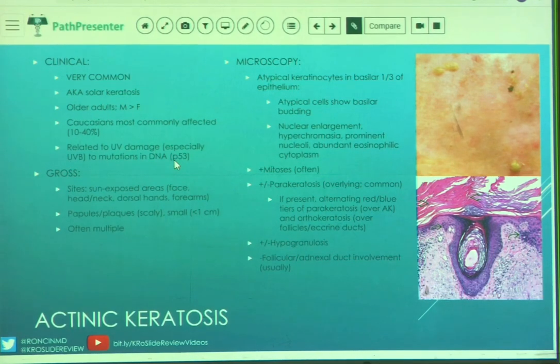You'll often have orthokeratosis or hyperkeratosis, that basket weave pattern over top of your follicles and eccrine ducts. You may or may not have hypogranulosis. So remember, with our verruca, we saw hypergranulosis. With actinic keratosis, you can sometimes see hypogranulosis. And what you will not see is, well, typically, there are always exceptions to the rule, but more often than not, you won't see follicular and adnexal duct involvement. So we saw that hair follicle, but it was not involved by the actinic keratosis.